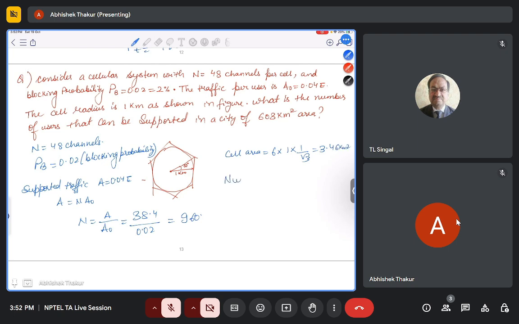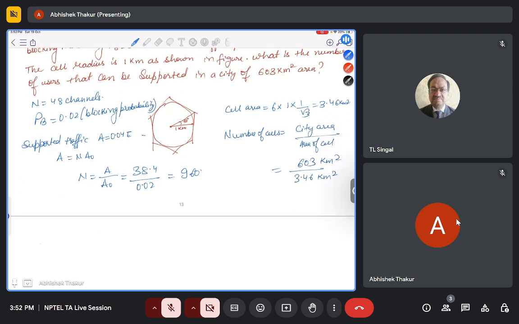So number of cells is equal to the total area of the city divided by the area of a cell. What is the city area? That is 603 kilometer square, divided by 3.46 kilometer square. So the number of cells is equal to 174 cells.